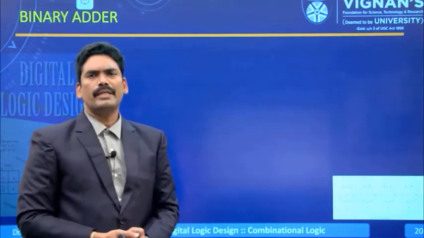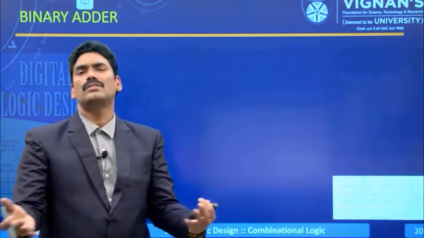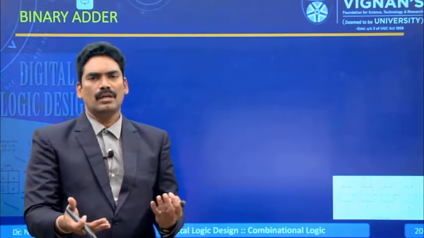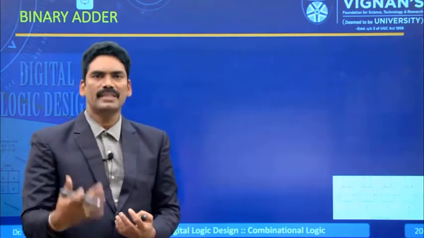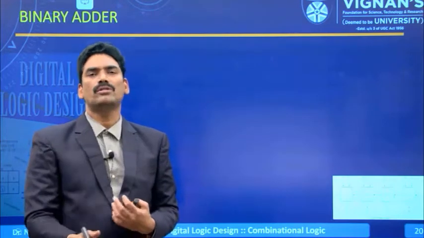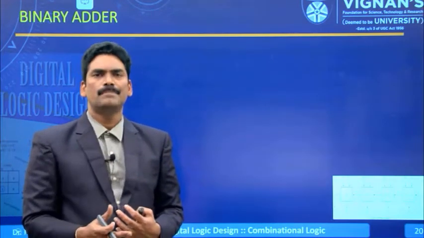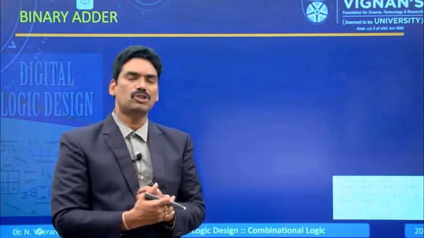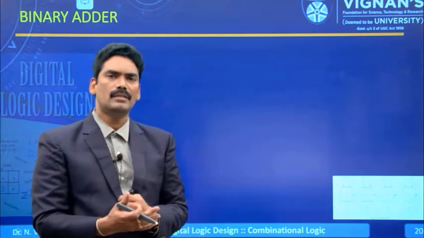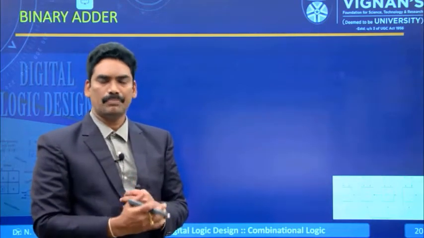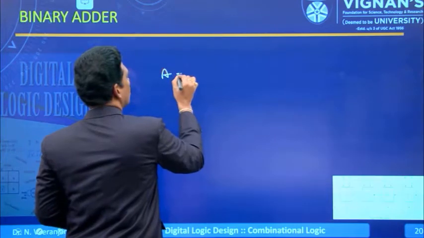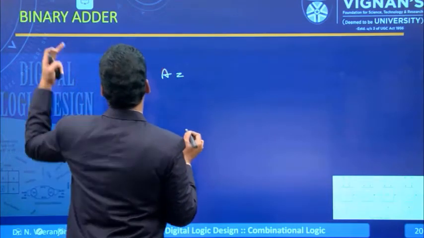See, what is this binary adder? A binary adder is also a combinational circuit which performs addition operation on 4 bits, or 8 bits, like this. Now we are going to design a 4-bit binary adder. See how many inputs will be there, how many outputs will be there. For a 4-bit binary adder, consider this example.